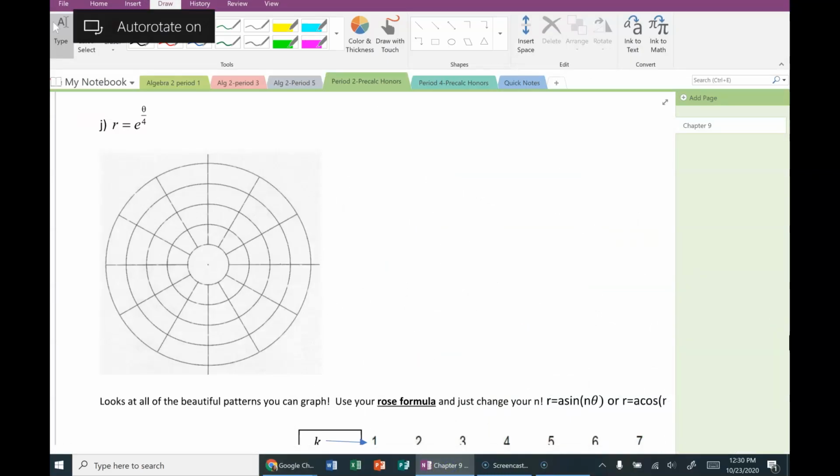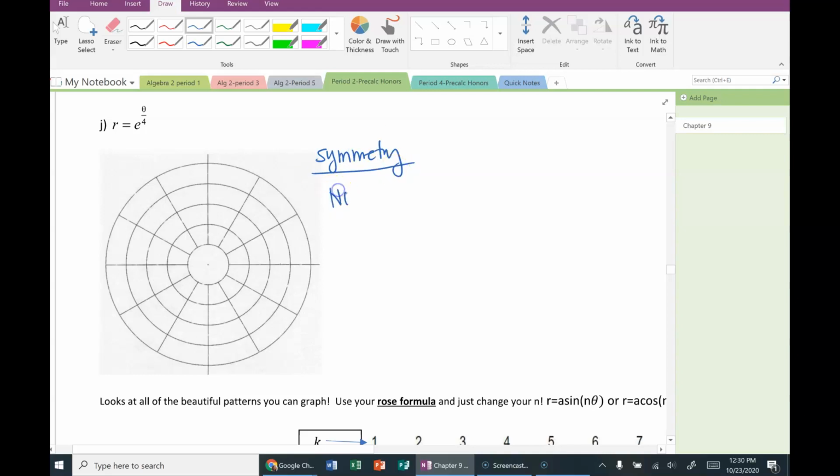Okay, from the graphing, we know it's not symmetric to anything. So for the symmetry test, by now we can do it manually. It's not symmetric to anything, so we're going to say it's none, and it is called a spiral. Okay, the shape is called spiral.